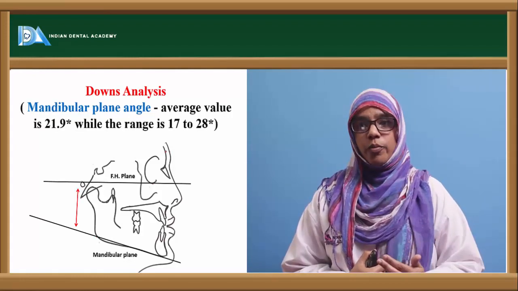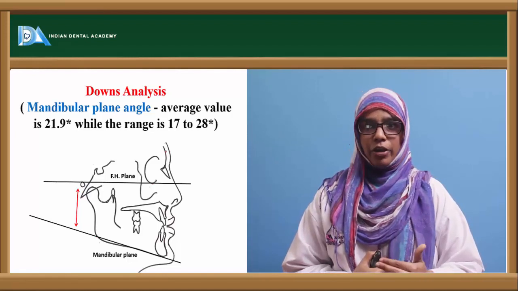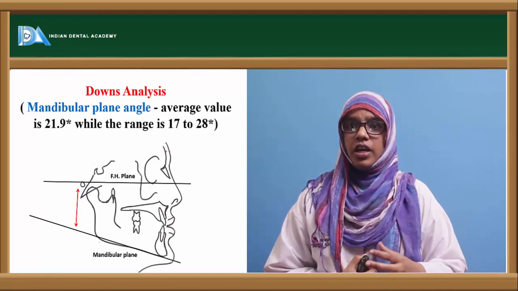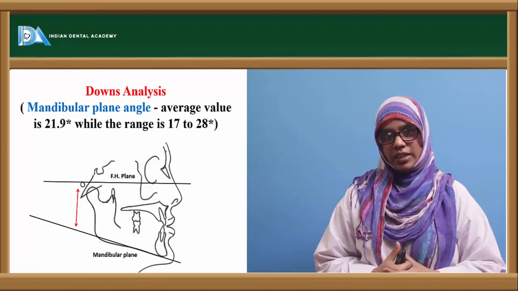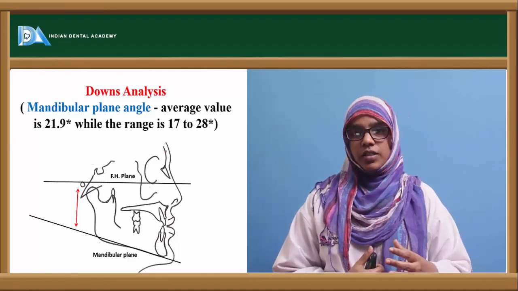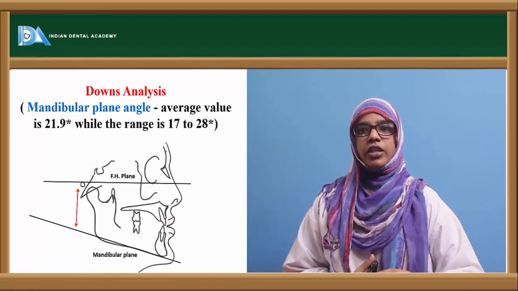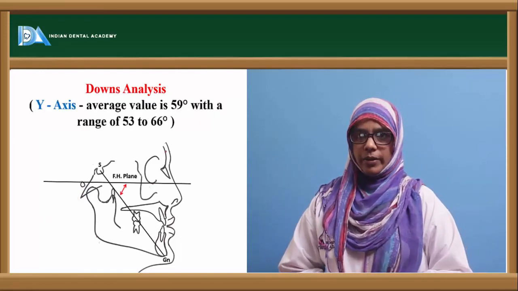It is an angle formed between the Frankfurt plane and the mandibular plane. Its average value is 21.9 degrees and the range is 17 to 28 degrees. Now this basically tells us regarding the growth pattern of the mandible, the vertical growth pattern of the mandible.